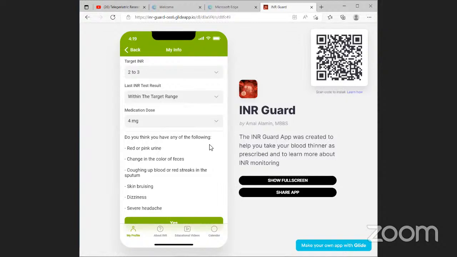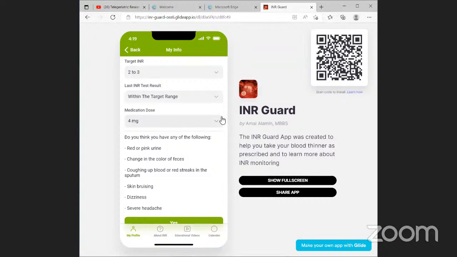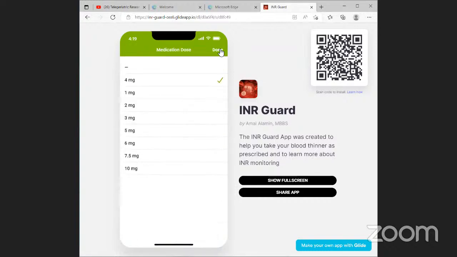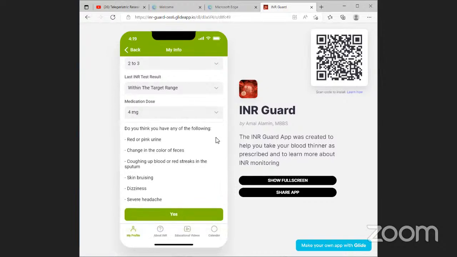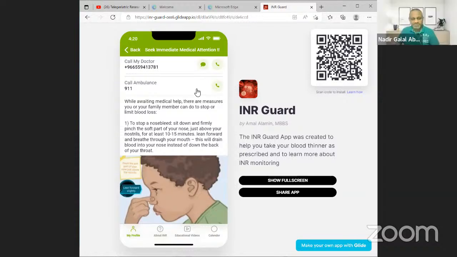So go ahead. Yes. I created multiple drop lists. The first one says the target INR, so the patient can choose. The second one is about the last result, whether it is within the target range, and the medication dose. I added the most common doses of warfarin. Then I added some instructions. If the patient is complaining of any red or pink urine, change in the color of feces, or coughing up blood, all indicating bleeding as a complication of warfarin, then the patient is going to click yes. That takes him to a screen where he can call or message the doctor. I added my number here. It's going to take the patient to the call screen of his phone and then call an ambulance in case the bleeding is so severe.